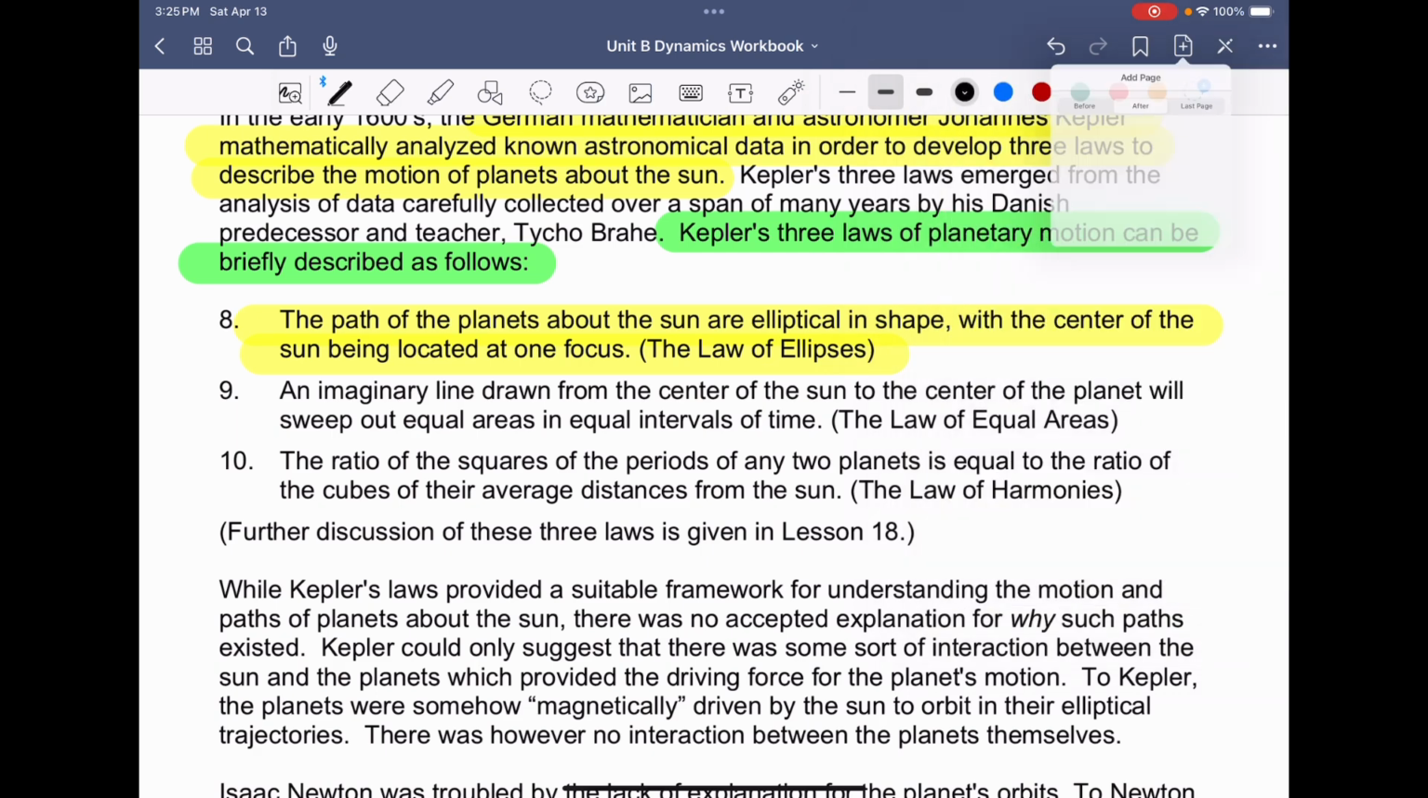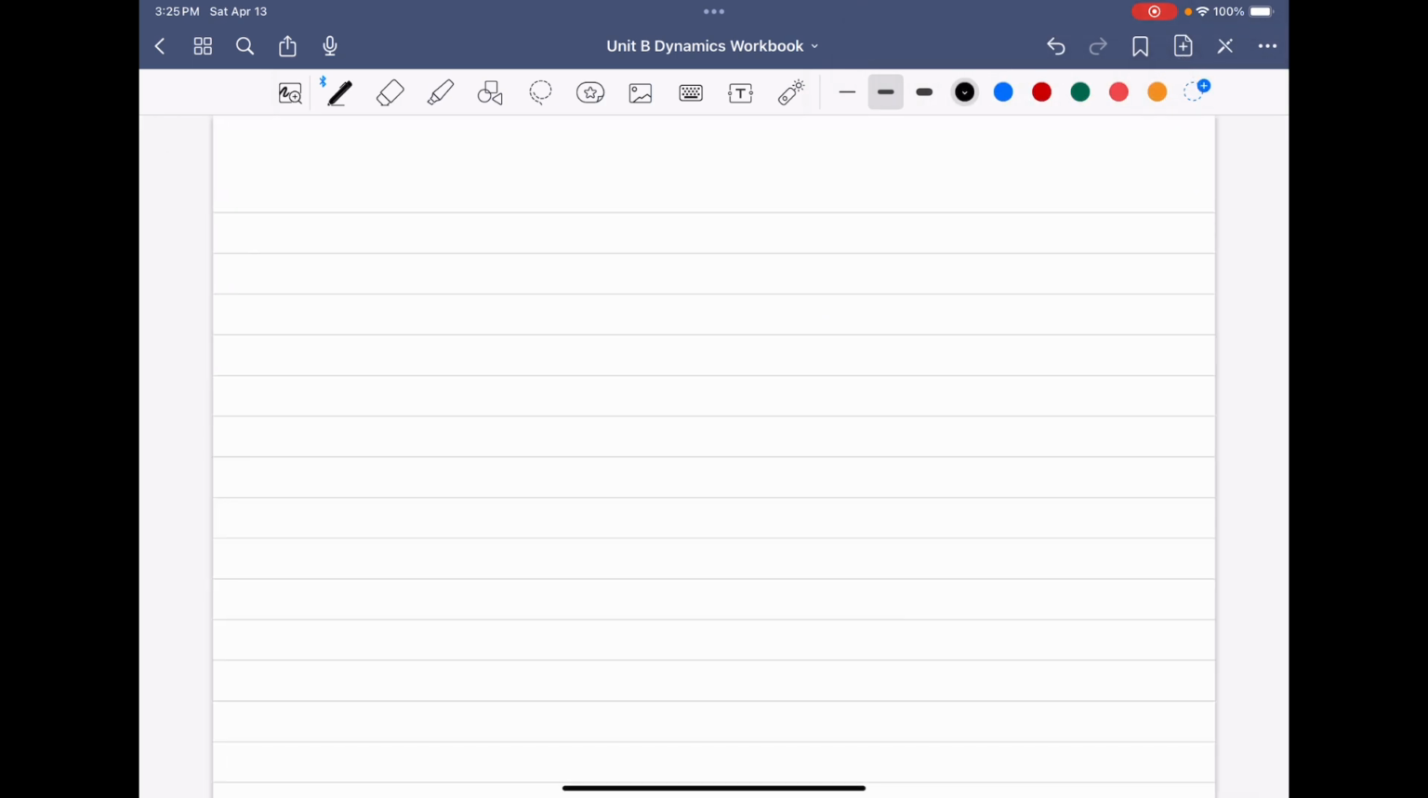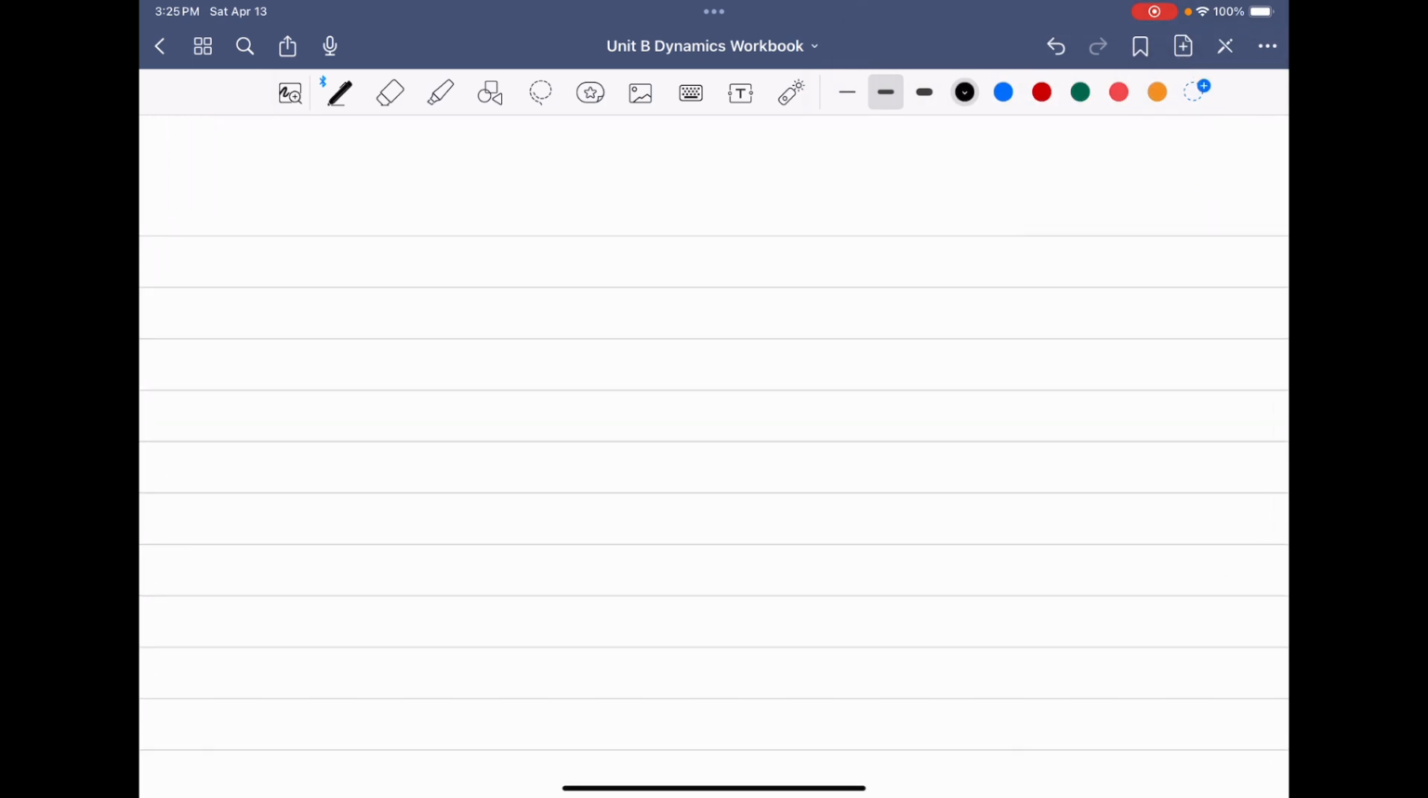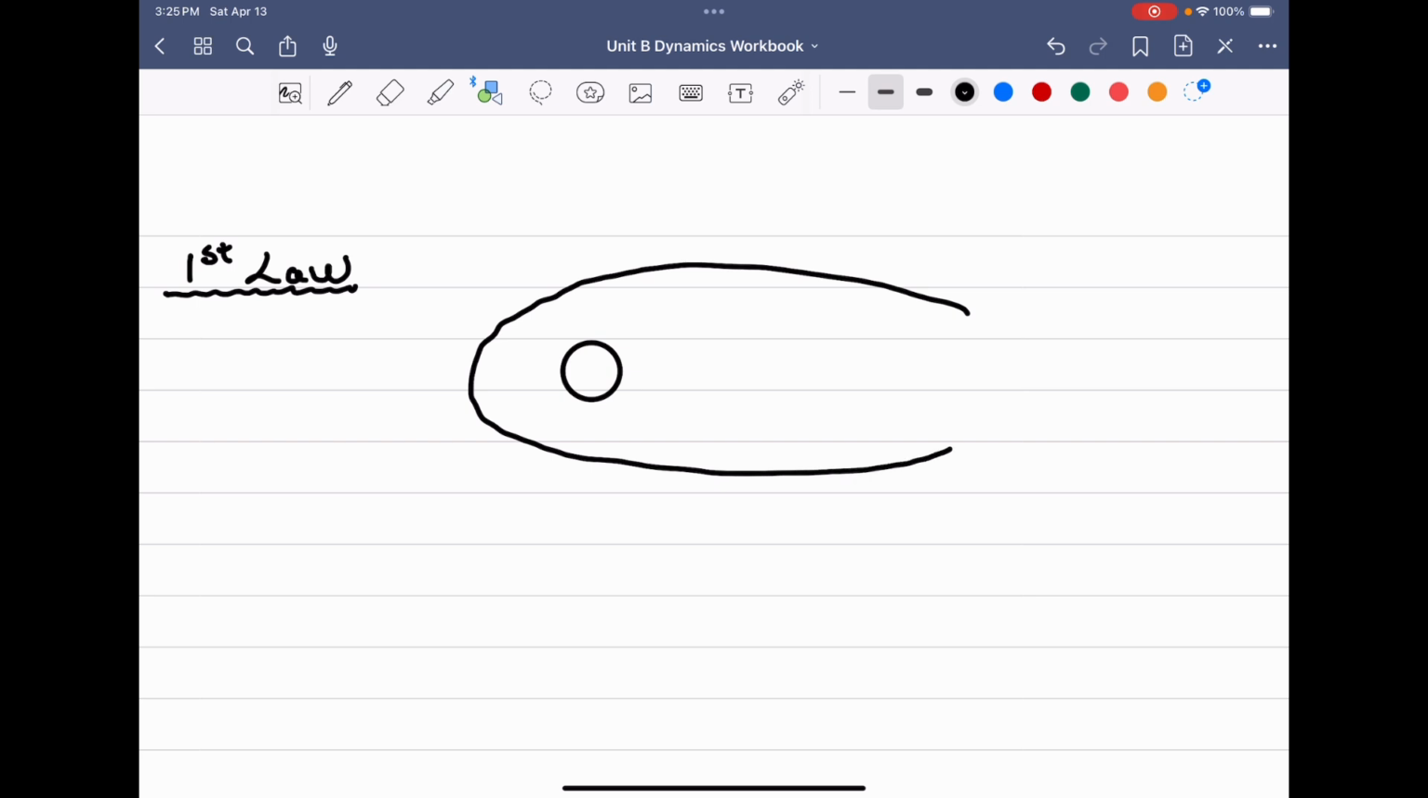So what I recommend is you have a separate piece of paper and you draw this out. So first law, I'm just going to designate it as first law like this. We're going to take a closer look at this law of ellipses, and let's say I draw out the sun. So the sun is going to be right here. And let's say I draw out the ellipse that's around this. Well, the path that any planetary body would take would look something like this. Now, you're probably like, why did you draw the sun off center and not directly in the middle?